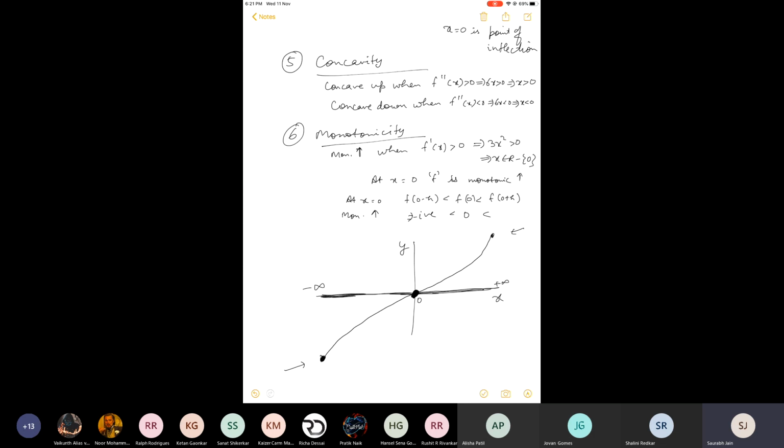What else? Point of inflection. Concavity is changing. What else? To the right, the shape is concave up. To the left, the shape is concave down. Why? Signs of f double dash x. So together, all these things add up to give the graph of the function.